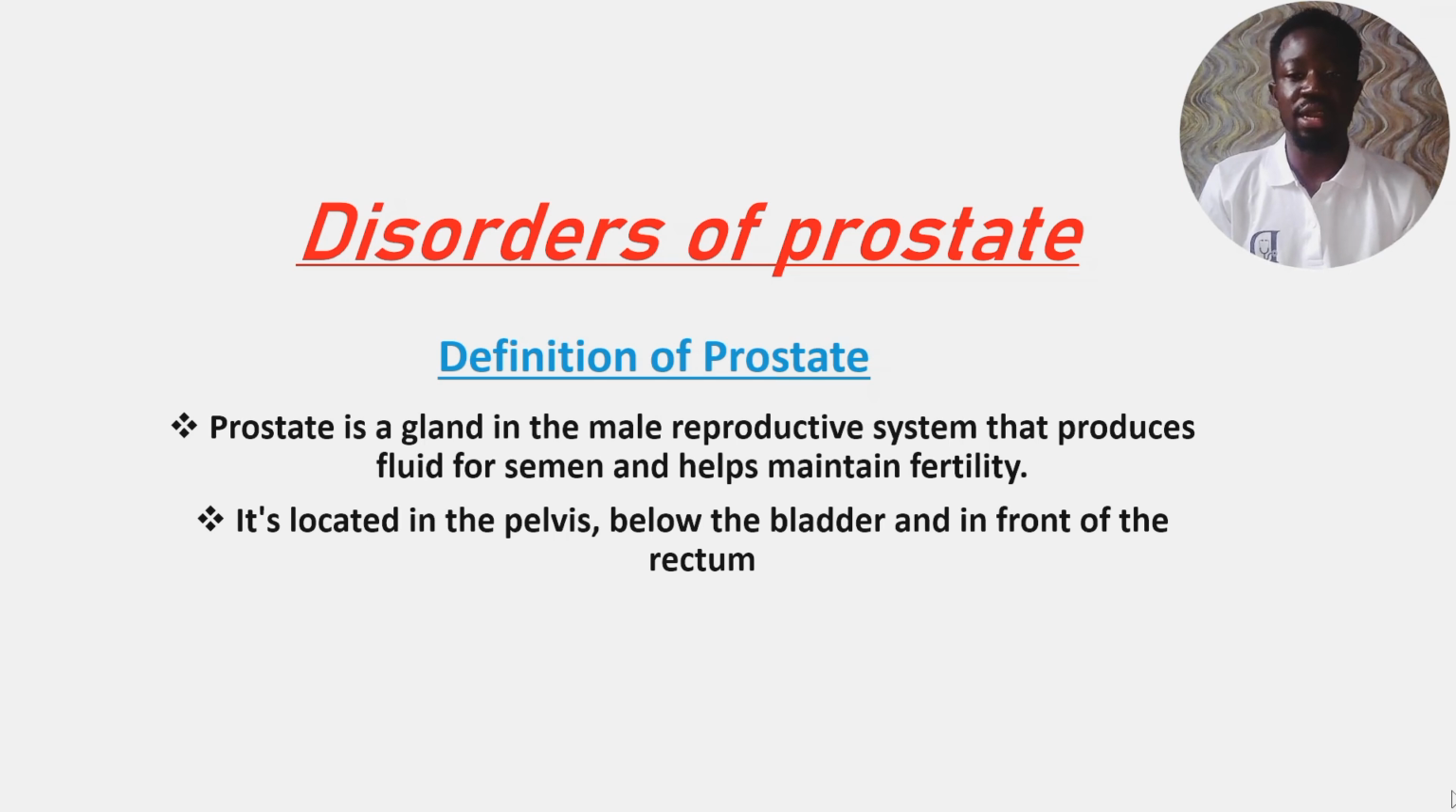The prostate is a gland in the male reproductive system that produces fluid for semen and helps maintain fertility. It's part of the male reproductive organs that help produce fluid for semen, located in the pelvis below the bladder, in front of the urethra.